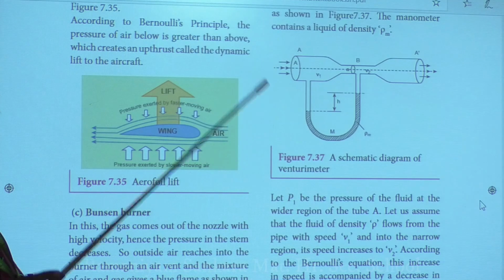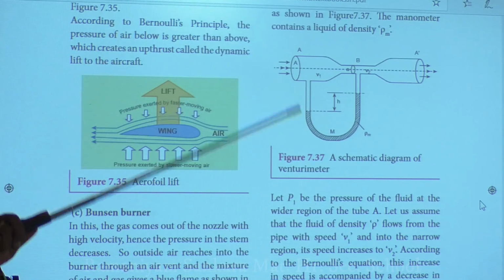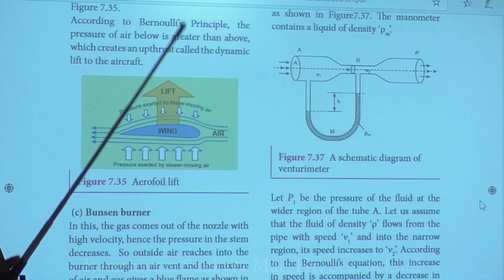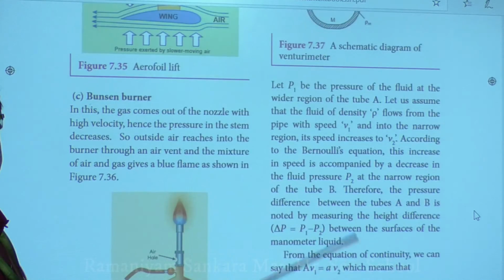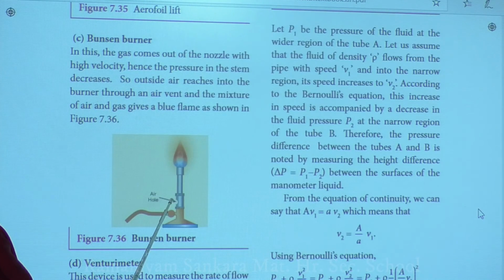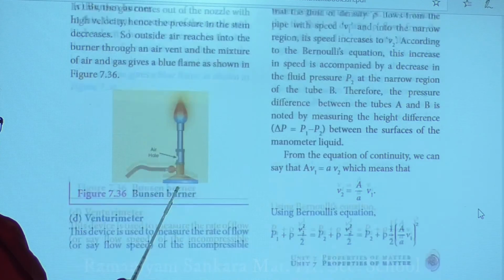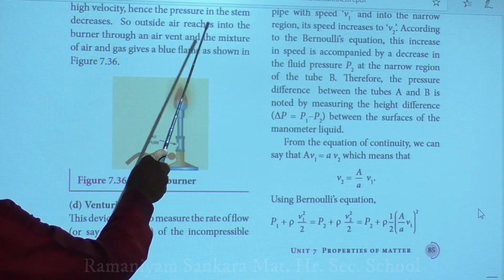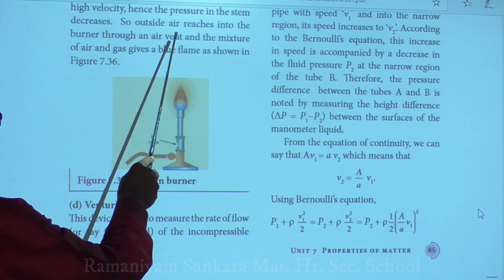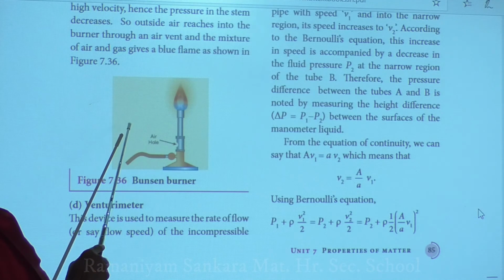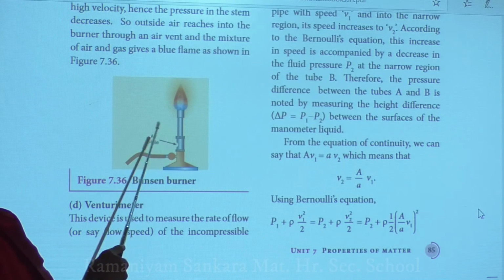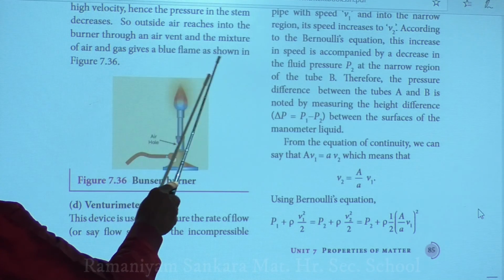So below the aircraft the pressure is more, and above the aircraft, because of the speed over the aerofoil, the pressure reduces, so it goes up. Okay, then the Bunsen burner in the chemistry lab. There is a hole here and gas is here, we can rotate and increase the value. See, at high velocity the pressure in the stem decreases, outside air reaches into the burner, because outside pressure is greater and inside pressure is lesser, so it glows with a blue flame.